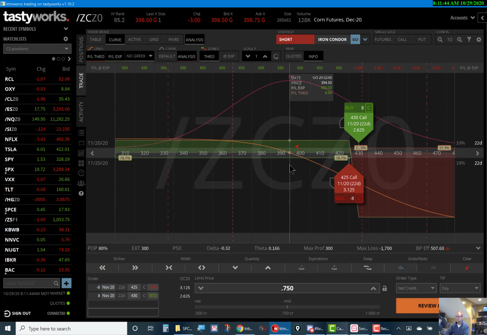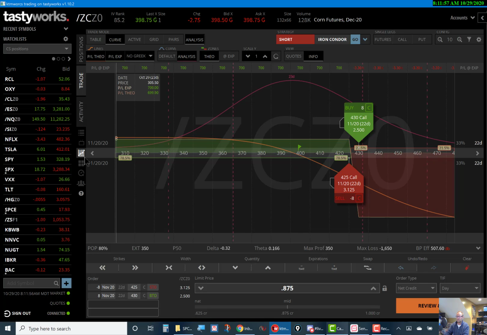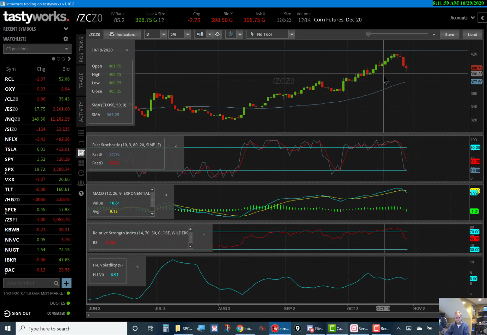That's a very high profit potential trade, very short period of time. So I do like trading these commodities, and corn right now is the one that looks good from a chart standpoint, trading it to the downside.